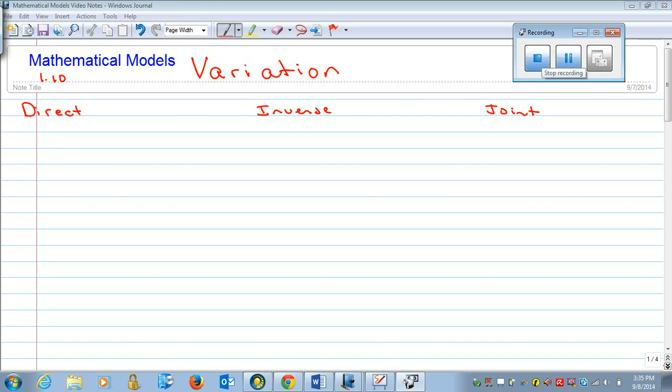Hello Bearcats. This lesson we will discuss types of variation, how to enter data in your calculator, and use the regression features we will discuss in class.